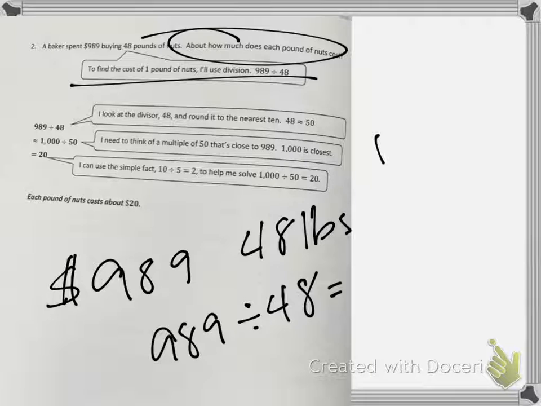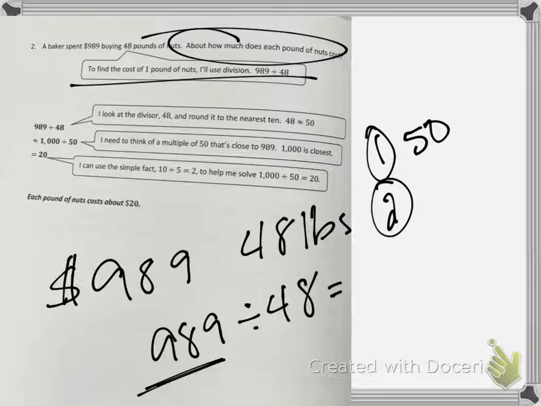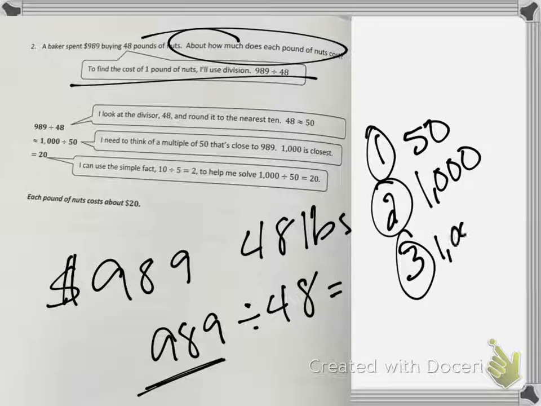Step 1, round the divisor, so 50. Step 2, find a multiple of the dividend, so I would say 1,000. Step 3, do the division. Get rid of those zeros. So now I have 5 going into 100. 5 goes into 100 20 times.